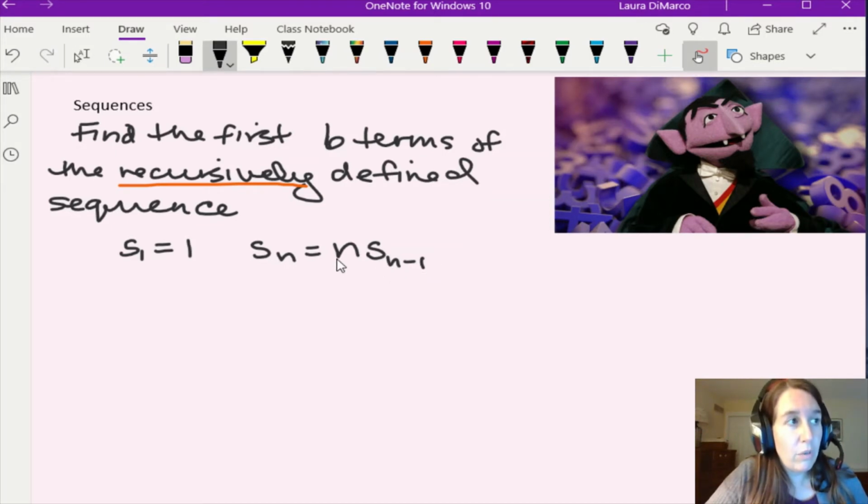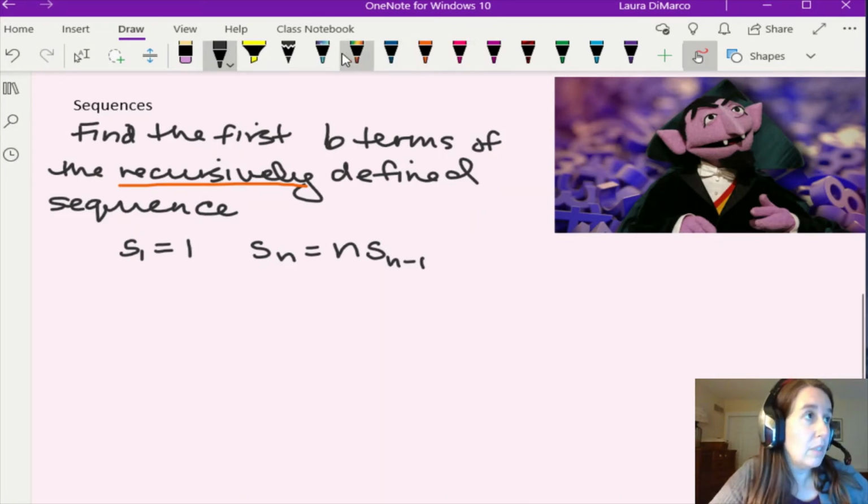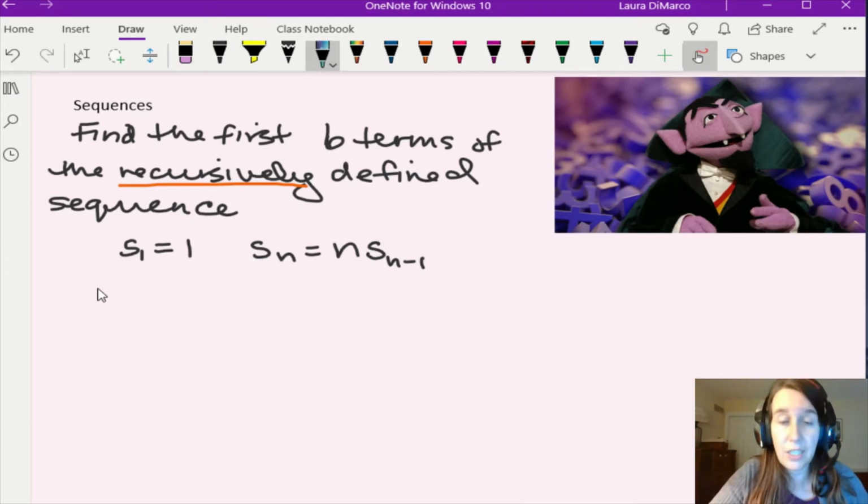Okay, so S sub n is the current term in the sequence. S sub n minus 1 is the term right before S sub n. Okay, so we have to know that the formula is based on previous terms in the sequence, not just any. Okay, so let's take some examples here and see if that makes sense for you. Okay, so we have to find the first 6 terms.